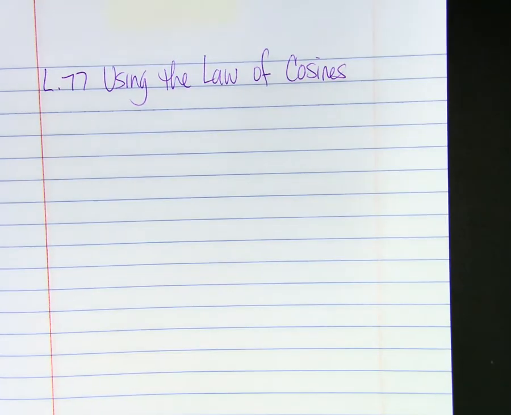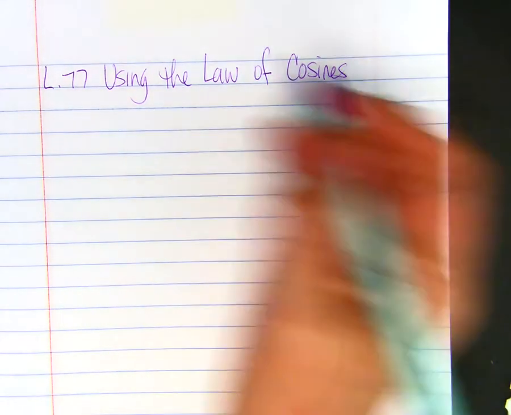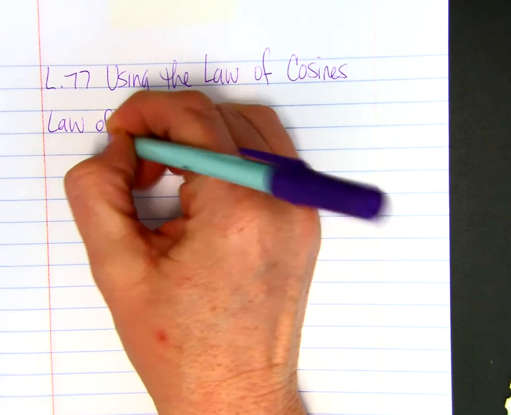The law of cosines can help you find any side measure or angle measure in any triangle. It does not have to be a right triangle. As long as you have enough information, you can find the side and the angle for any triangle. So here's the law of cosines.